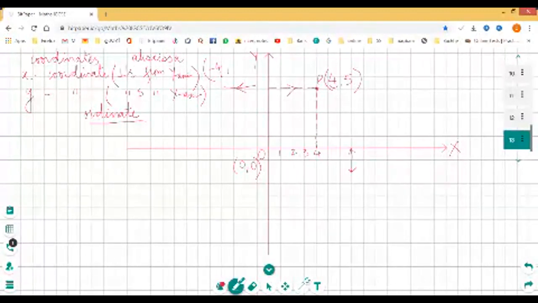If the point is above the x-axis, it is positive. If it is below, it is negative. So its y coordinate is minus 2. What is the x coordinate or abscissa of this point? It is 1, 2, 3, 4, 5, 6, 7. So the coordinates of this point are 7, minus 2.